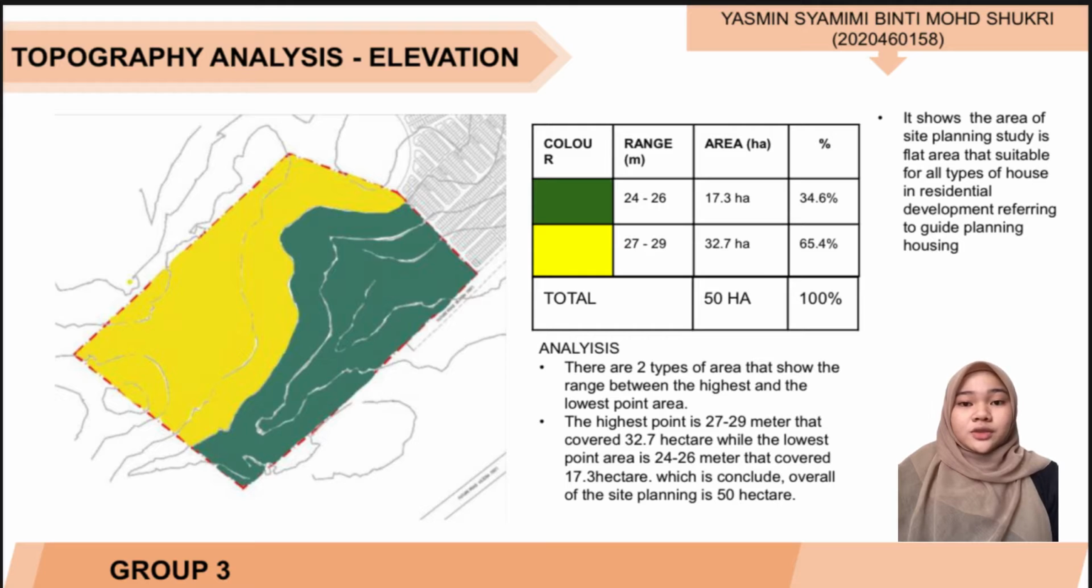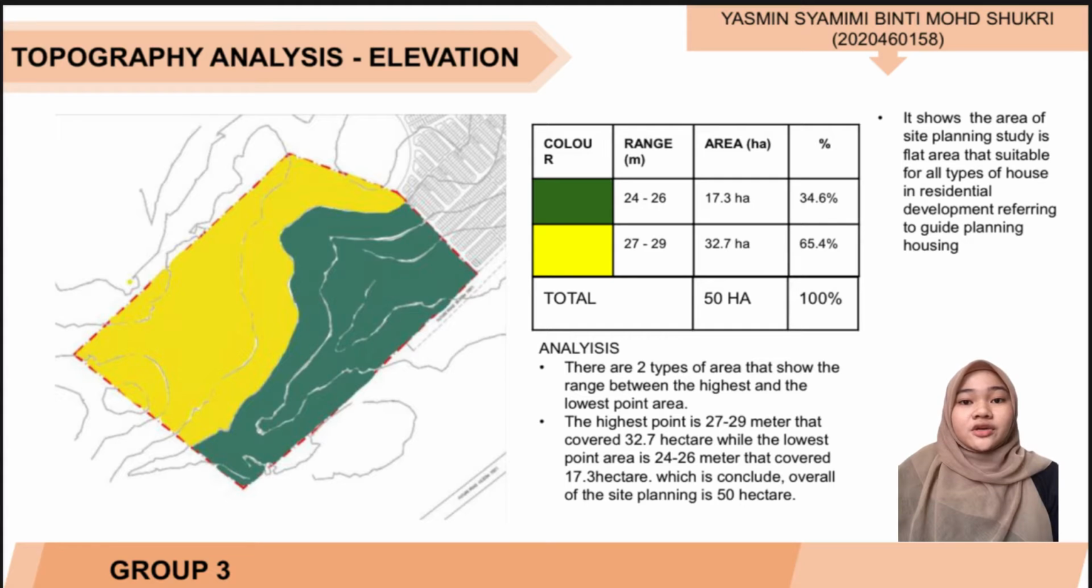Now I want to present about the elevation plan. There are 2 types of area that show the range between the highest and the lowest point. The highest point is 27 to 29 meters that covers 32.7 hectares, while the lowest point area is 24 to 26 meters that covers 70.3 hectares, which concludes the overall site planning is 50 hectares.